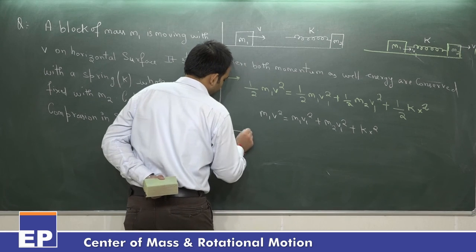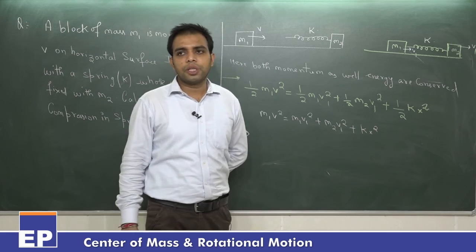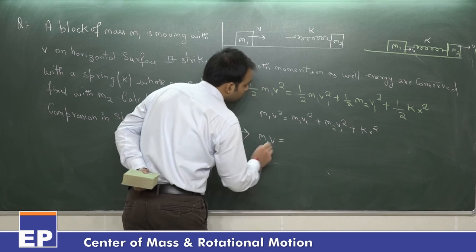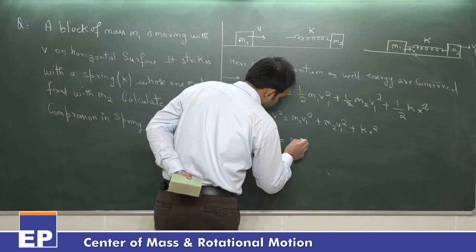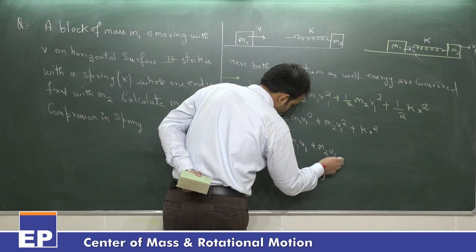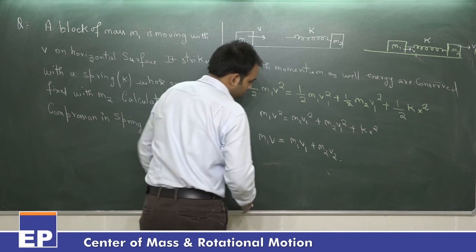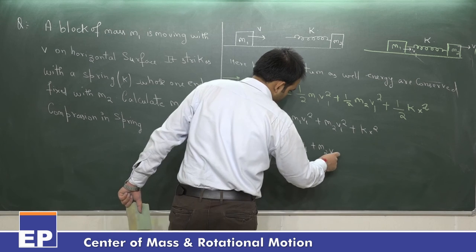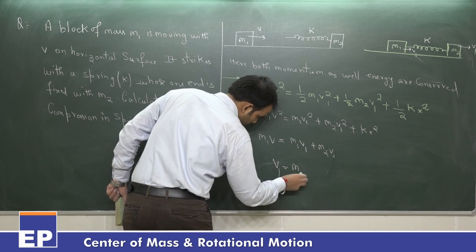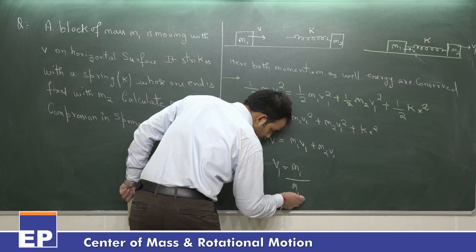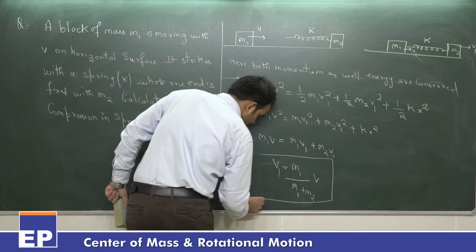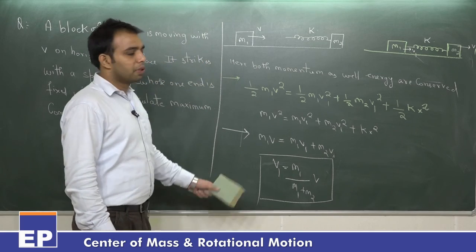बट बाय कंजर्वेशन ऑफ मोमेंटम यू कैन राइट कि इनिशियली हमारे पास एक ही ब्लॉक मूव कर रहे हैं, दैट इज M1 इंटू V. इट इज इक्वल टू M1 इंटू V1 प्लस M2 इंटू V1. व्हाट इज द वैल्यू ऑफ V1? M1 by M1 plus M2 into V. Right? This is the value of V1.